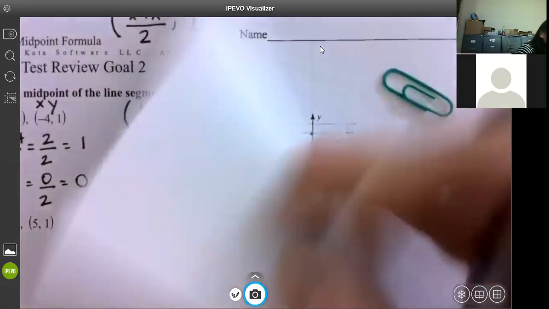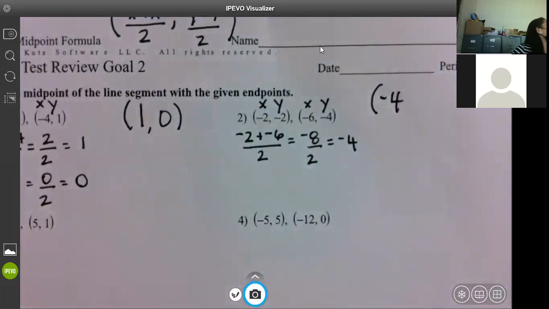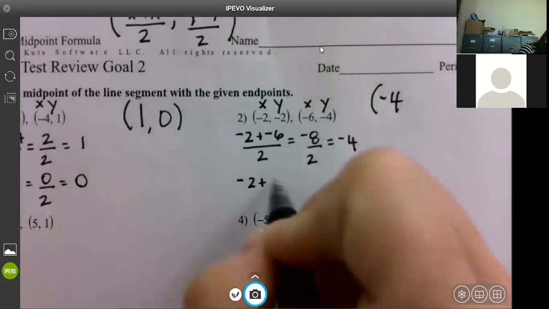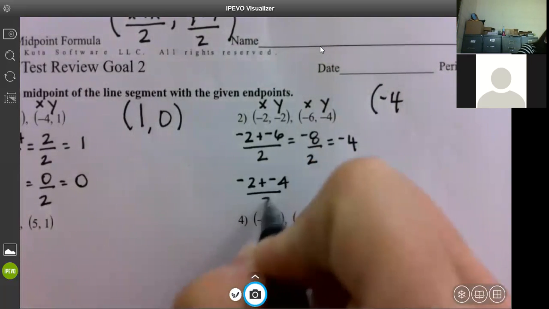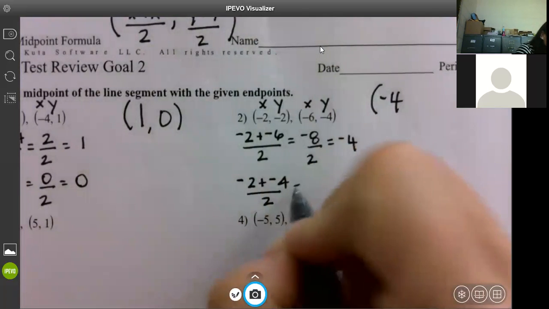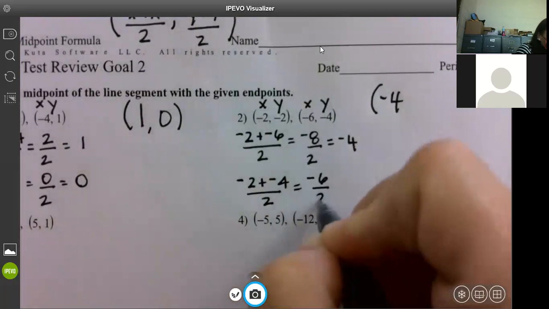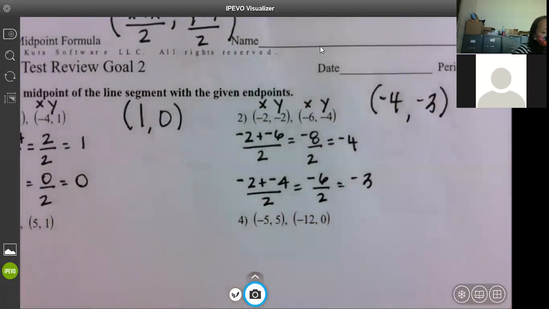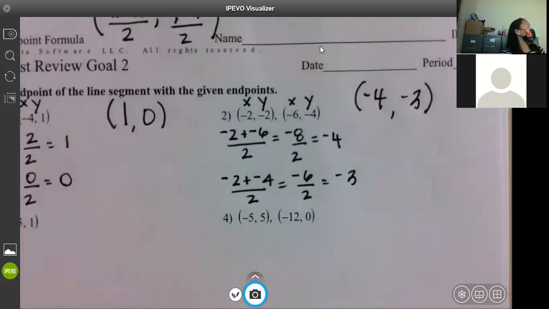If they are not, sorry, I got a paper clip under there. If they're not, then mark them out. You know those won't be your answers. Your y's are -2 plus -4 divided by 2. -2 plus -4 divided by 2 is? So your answer should be (-4, -3). Guys, it's literally that simple. Don't make it harder than what it is.